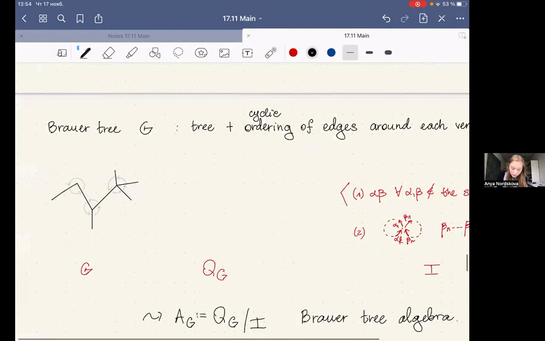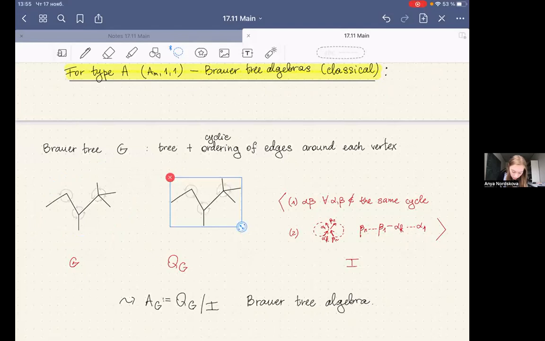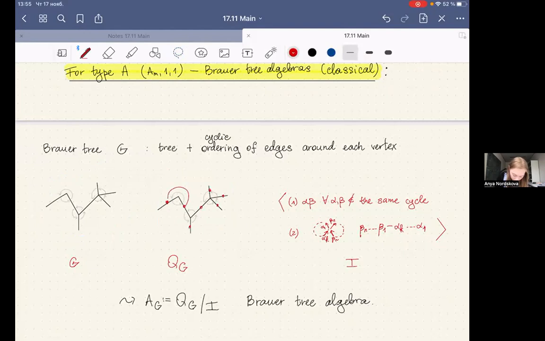And from this, I can create a quiver. So how do I make a quiver? Now edges will correspond to vertices of the quiver. And I draw arrows in the same way as my edges go in this cyclic ordering around each vertex. This is the quiver. And here, if I have a leaf, I don't draw a loop.